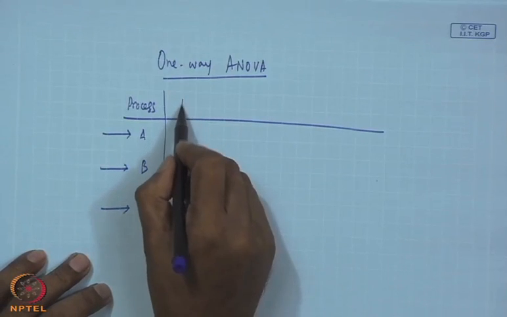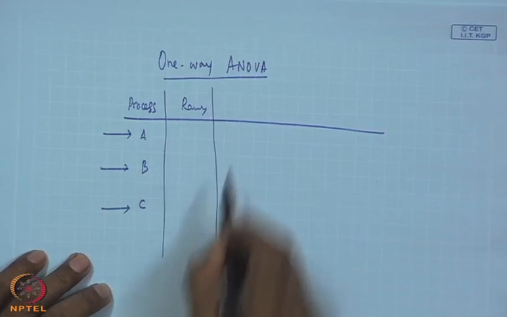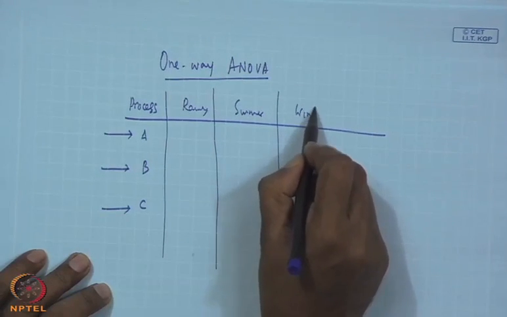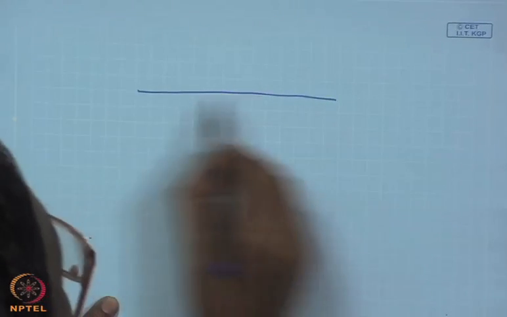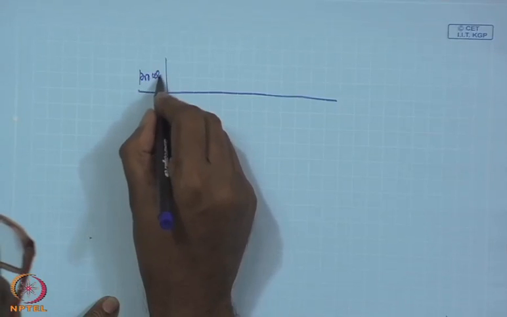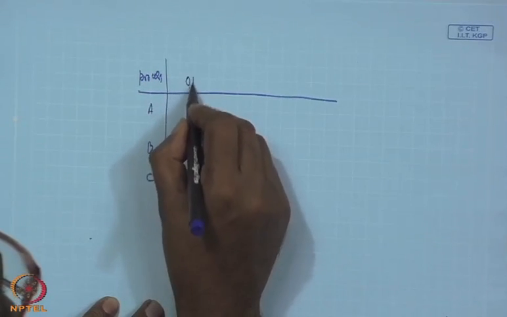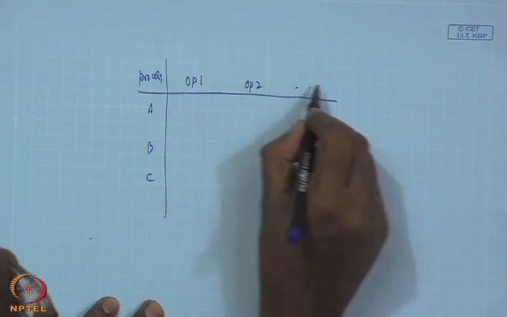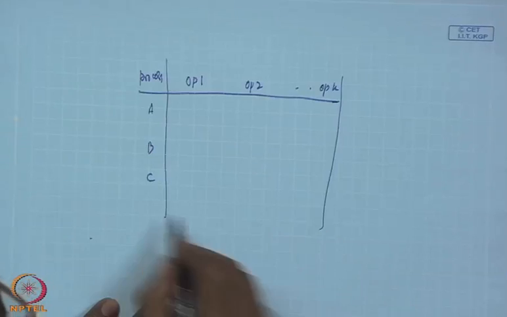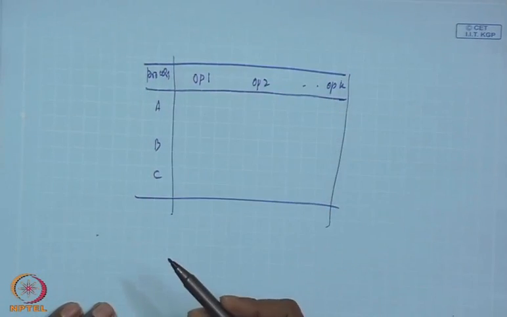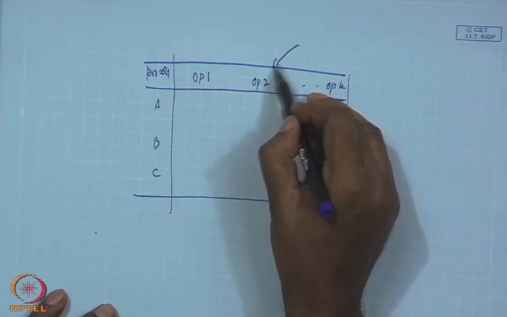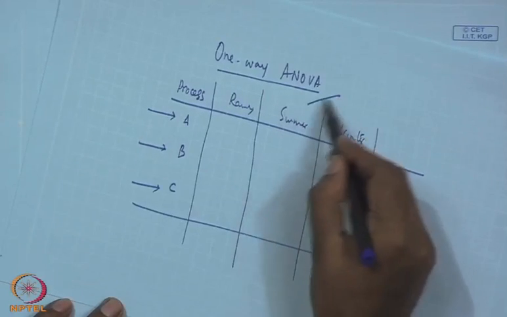It may so happen that during the rainy season the performance will be bad, then summer and winter. This is one. The second issue may be the process operators. Process A, process B, process C are there, but there will be different operator level 1, operator level 2 and operator level, suppose, K. Who is actually operating the process also determines the quality of the process. So in the first case or second case, you require to include the effect of operators, maybe the effect of seasons.